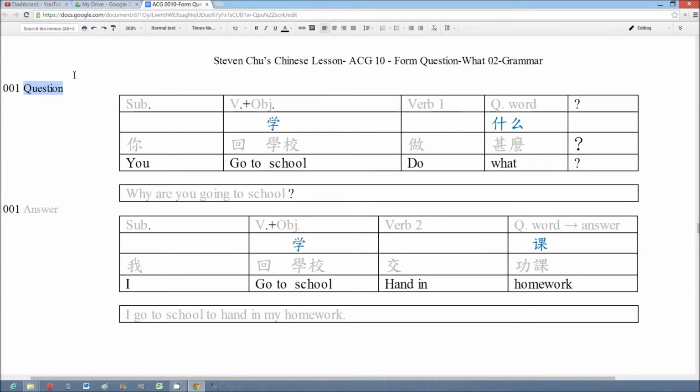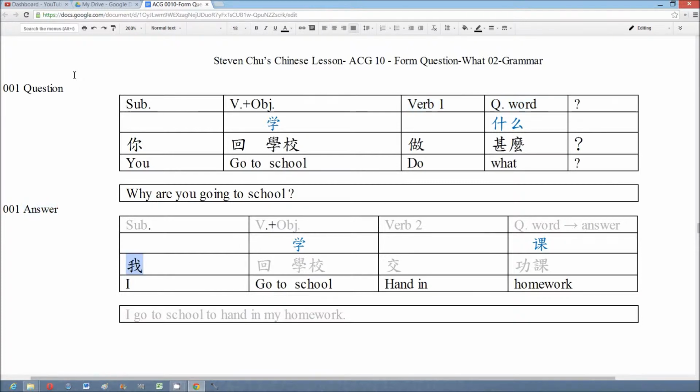Now we look at the example. 你回學校做什麼? Why are you going to school? This question is formed by two basic sentences, subject, verb, object, and we don't have to repeat the subject. So, another verb, question word.